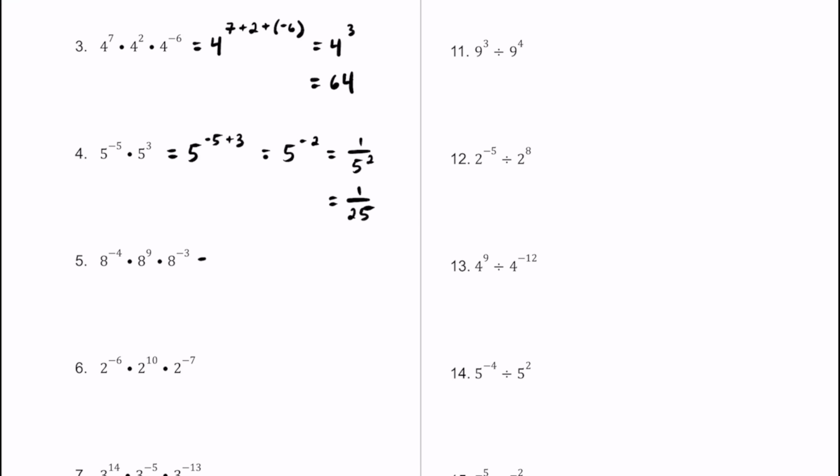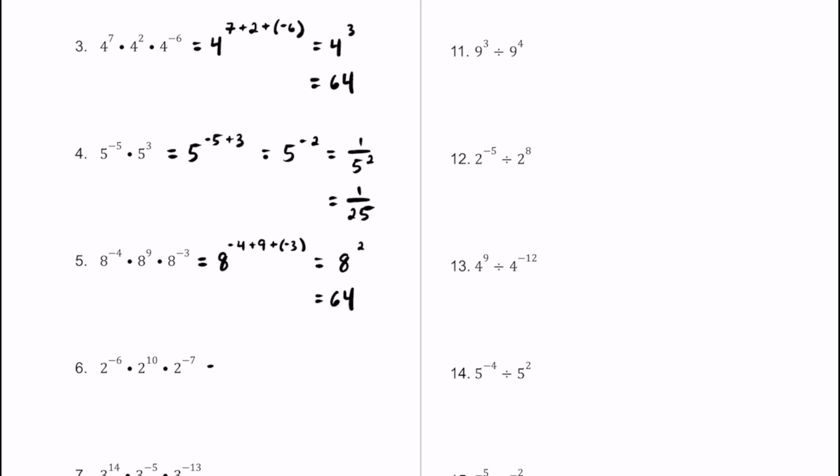For number 5, we have a base of 8 all the way across. So we have 8 as our common base, then we have an exponent of negative 4. Since we're multiplying, we can add their exponents. So we're going to add 9. We're also going to add a negative 3 here. Okay, so negative 4 plus 9 is equal to 5, and 5 plus negative 3 is going to be 2. So this simplifies down to 8 to the second power, or 8 squared, and that's equal to 64.